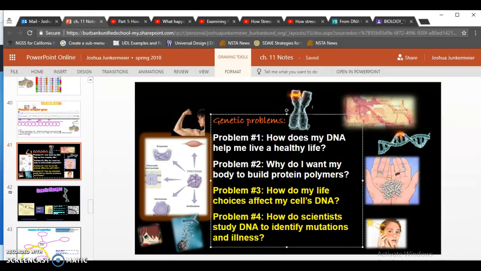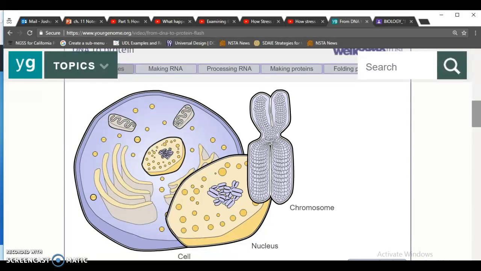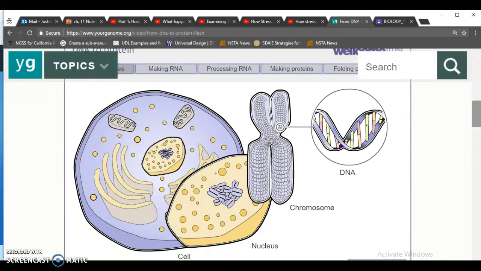So let's do it. Just as a recap, we have our chromosomes made of DNA in our nucleus of each of our cells. And within each of those hundreds of trillions of cells that make us, that DNA code in there is just ready to make tens of thousands of different proteins.